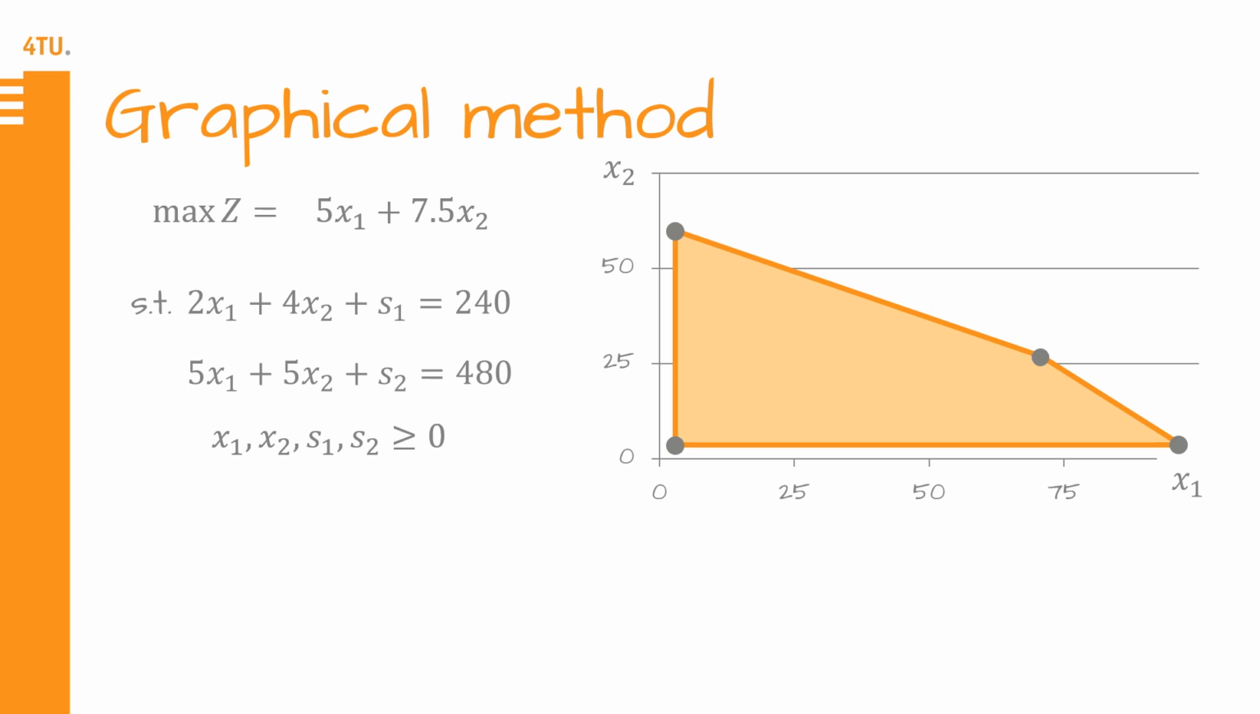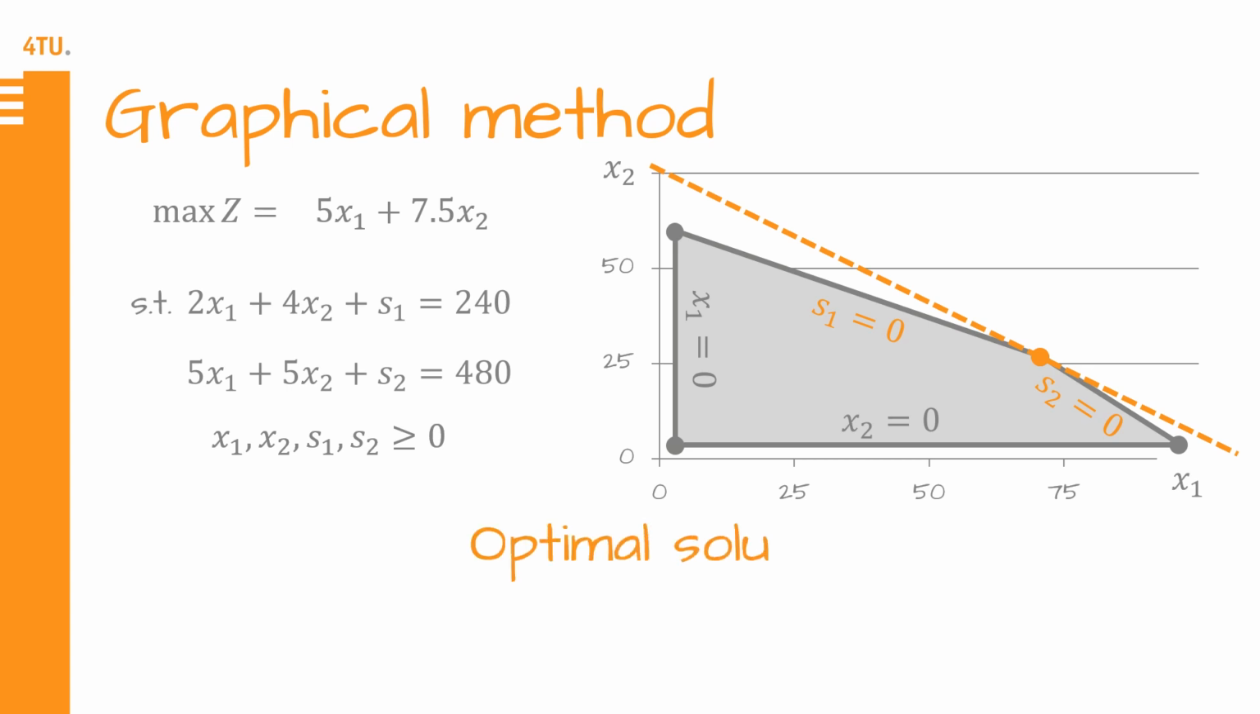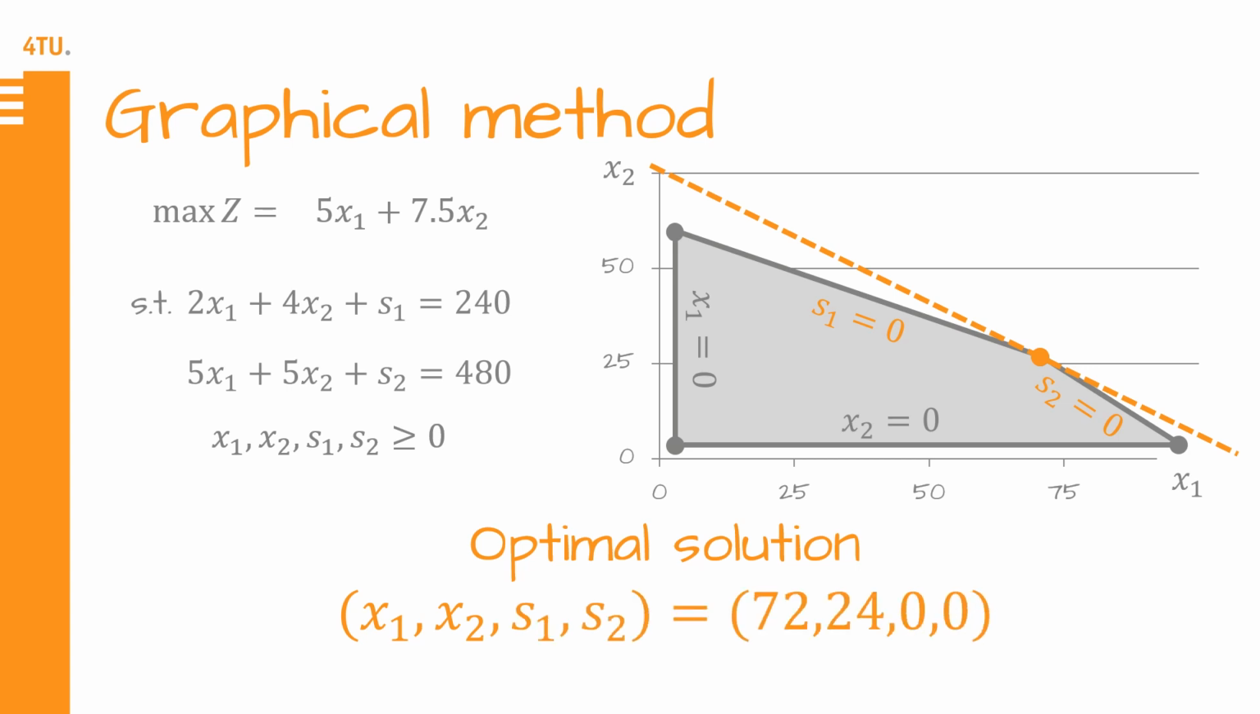For each of the 4 basic feasible solutions, 2 of the 4 variables are non-basic, which means that they are equal to 0. The optimal solution can be found by moving the objective function line in a perpendicular direction until moving it further would mean that the line leaves the feasible region. Now we have found the optimal solution with x1 equal to 72, x2 equal to 24, and both s1 and s2 equal to 0. The objective function value for this solution equals 540.